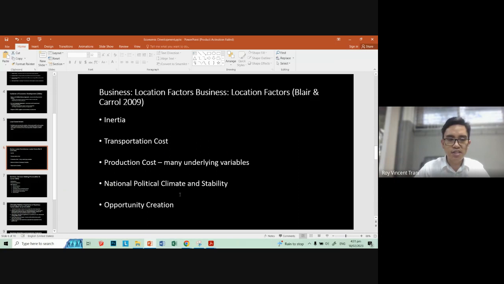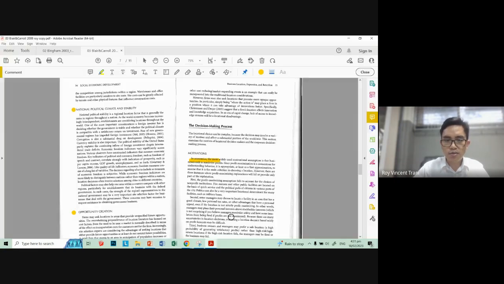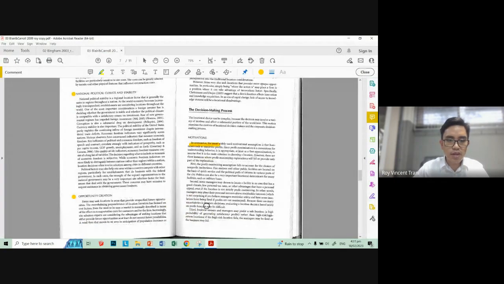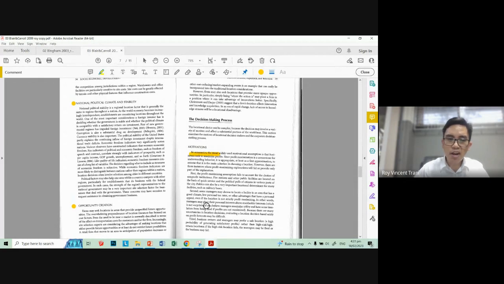This is a very general term. I'll just quickly go over it over here. Firms may seek locations, areas that provide unspecified future opportunities. A bit subjective. How do you define, or how do you even quantify opportunity creation?